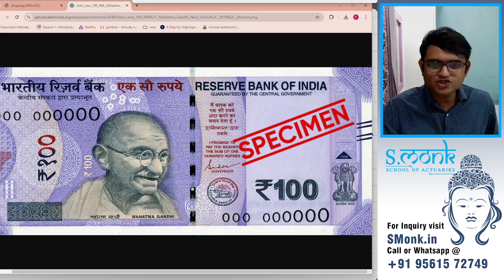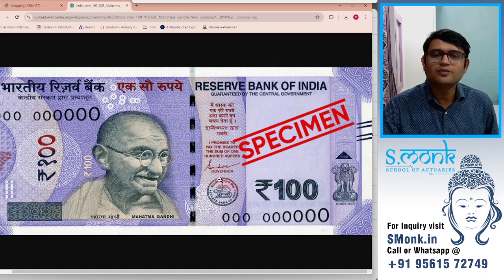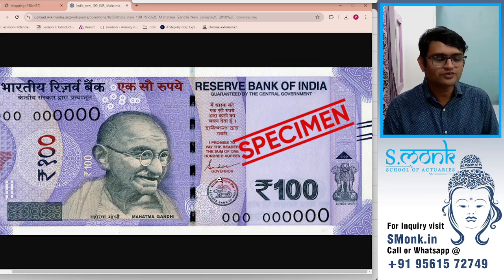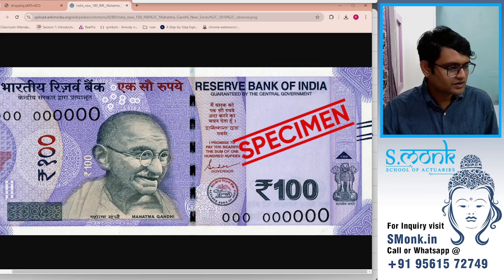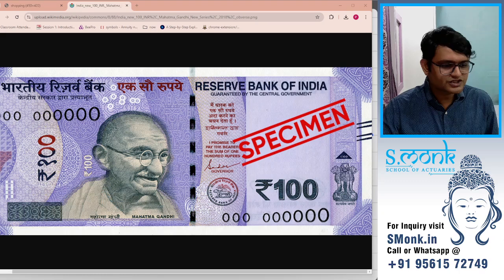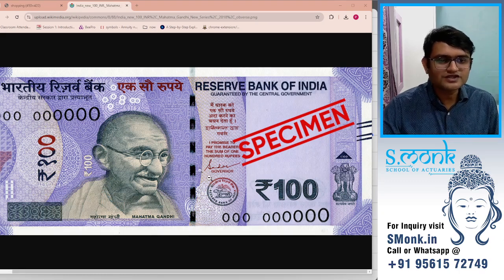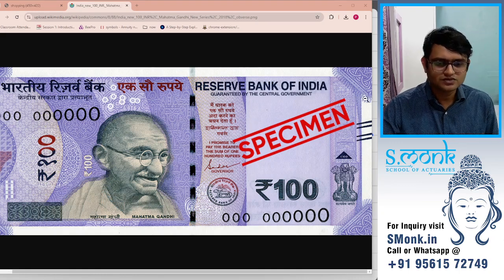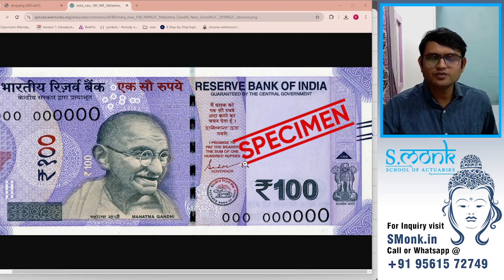So actually this is not 100 rupees. This is nothing but a promissory note. You might have studied promissory note, right? So this is just a promissory note. So if this is not 100 rupees, what is 100 rupees? Can you tell me? If this is just a piece of paper, a promissory note, then what would be 100 rupees?